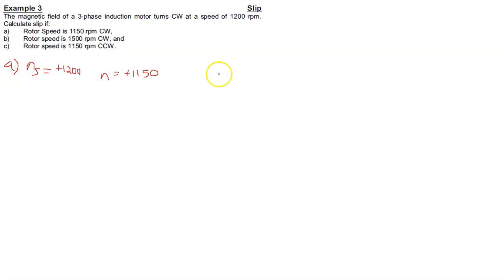be the slip speed, unless we're asked specifically to calculate slip speed or slip in RPMs. We should believe that we're expected to calculate slip as a percent. And so as a percent, slip is equal to ns minus n divided by ns, and remember then times 100 to convert that decimal to a percent.